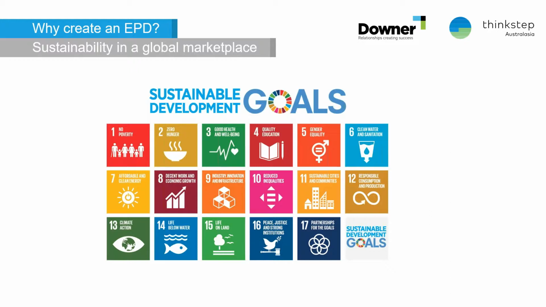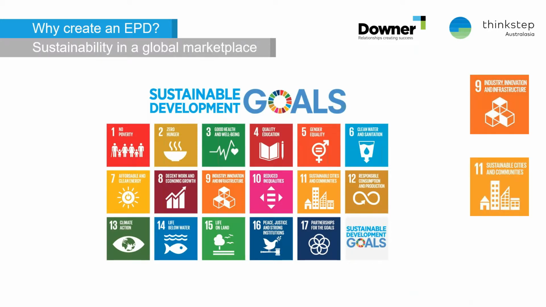The production of an EPD for rolling stock assets aligned to the Sustainable Development Goal number 9 being industry, innovation and infrastructure. Number 11 being sustainable cities and communities, and then number 12, the responsible consumption and production.